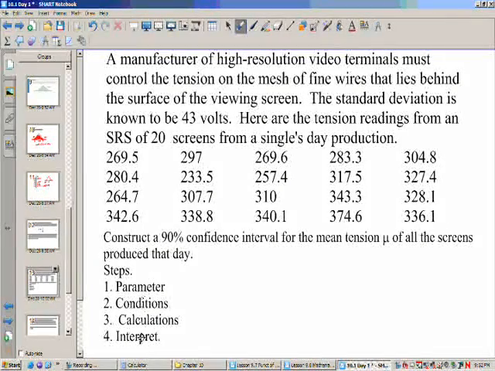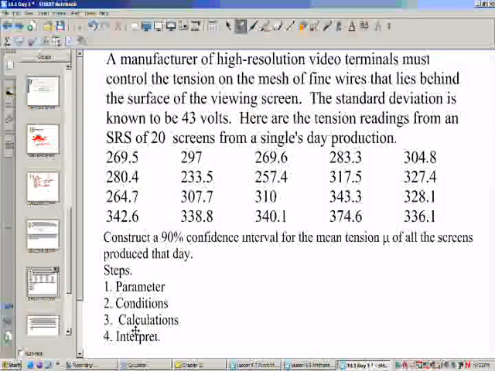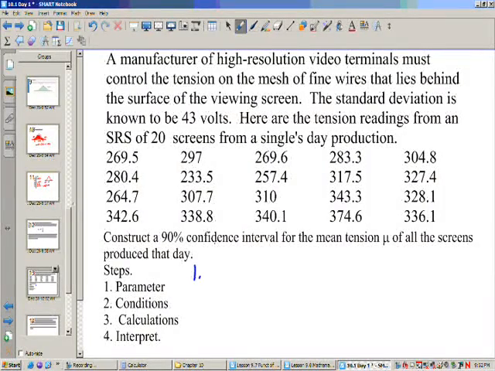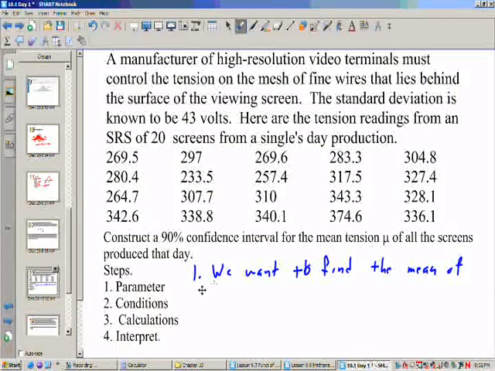Now there's 4 steps when doing a confidence interval. First, we need to talk about the parameter, then talk about the conditions, then do the calculations, and then finally interpret them. So the first thing we want to do is talk about the parameter. What are we trying to find? Well, we want to find the mean of all tension readings in a particular day.